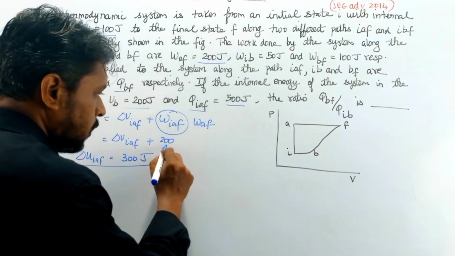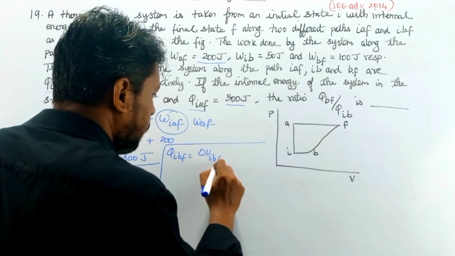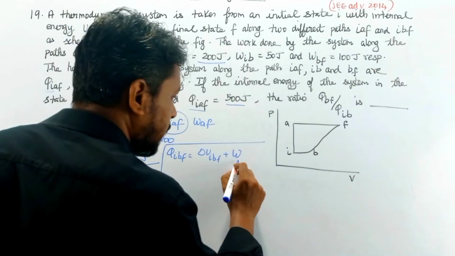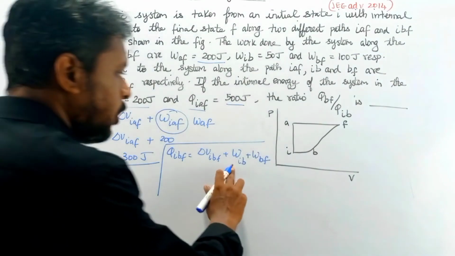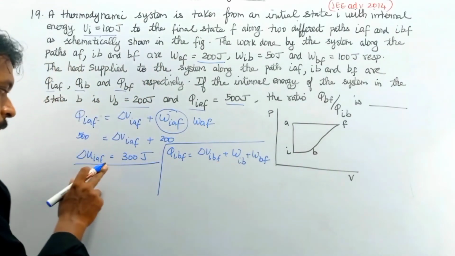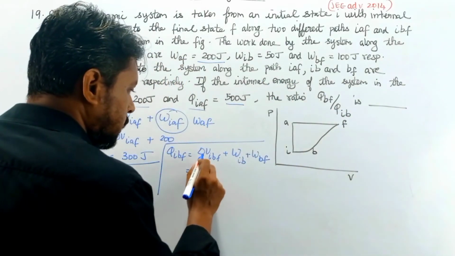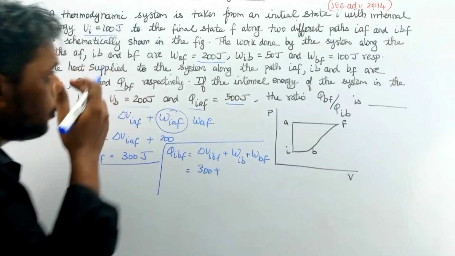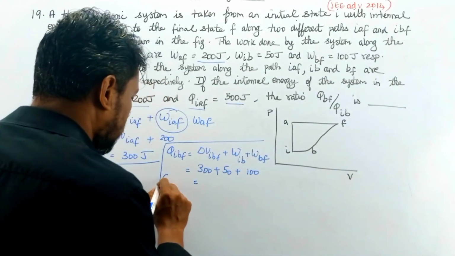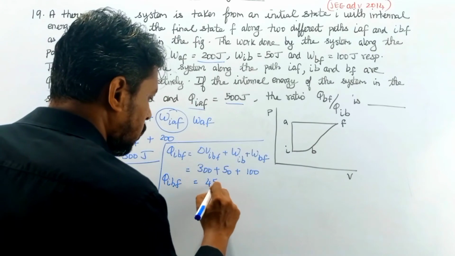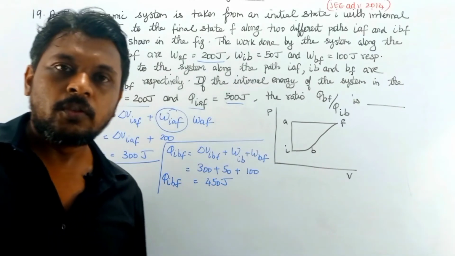Now let us come to the second process. QIBF is equal to delta U IBF plus work done. The work done can be written as WIB plus WBF, so I am writing it separately. Delta U IBF is also equal to delta U IAF, because both the initial and final states are the same for both processes. So this is 300, and WIB is given as 50, WBF is given as 100. So total QIBF is equal to 450 joules.